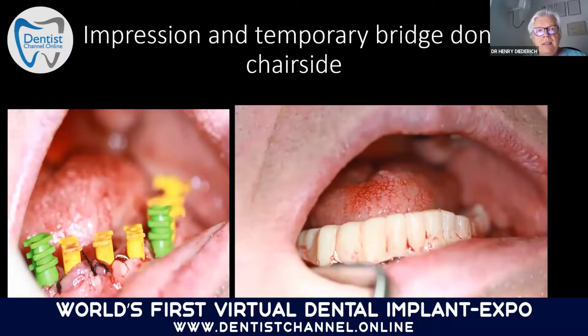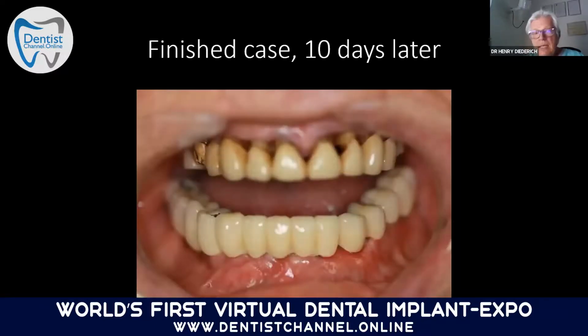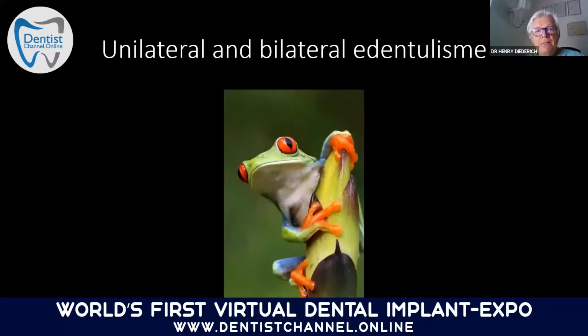And here is the impression, and we are doing a temporary bridge chairside. You see the soft tissue before installing the bridge. Look here around the plate, how well the tissue is and how well everything is healed already. And here you see the finished case 10 days later, and it was done.